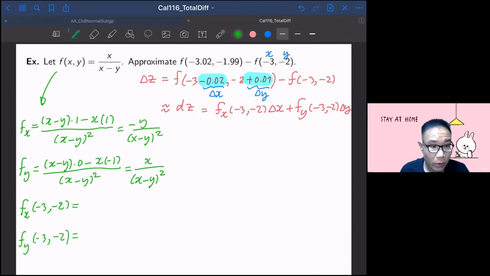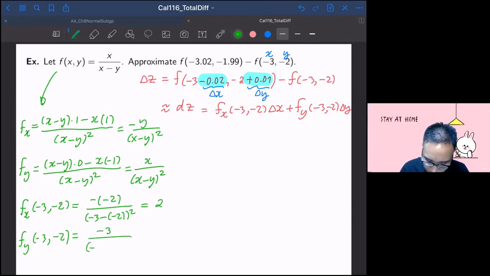So in these cases, you would get fx(-3, -2). It's going to be negative 2 over (negative 3 minus negative 2) squared. So this one would give you the number 2, right? Yeah, this one would give you the number 2. The second one, you have negative 3 over (negative 3 minus negative 2) squared.